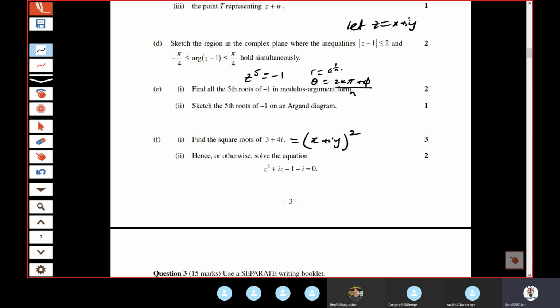So wait, x squared minus y squared. It should become x squared minus y squared equals 3, and it should be 2xy equal to 4. Then you solve simultaneously. All right.